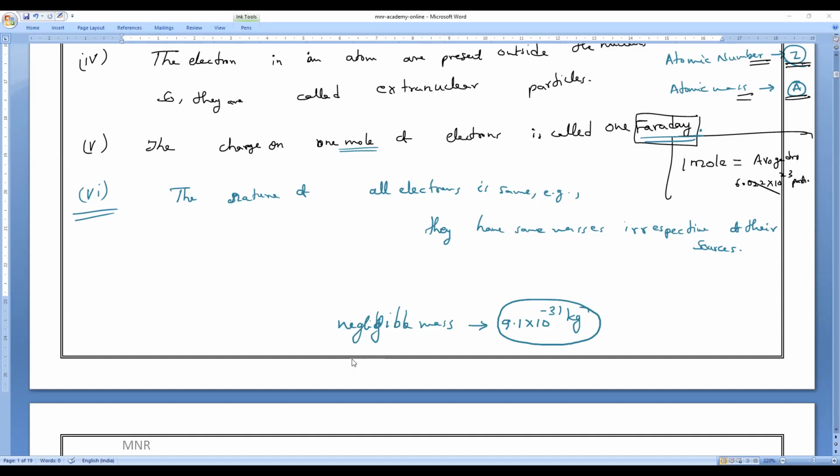And what is the charge of the electron? Negative. I know it is negative, but how much is it? I am not asking negative or positive. Negative, how much is it? 1.6 into 10 power minus 19 coulomb. So these are the properties of electrons. Anyone having doubt, you can ask me.